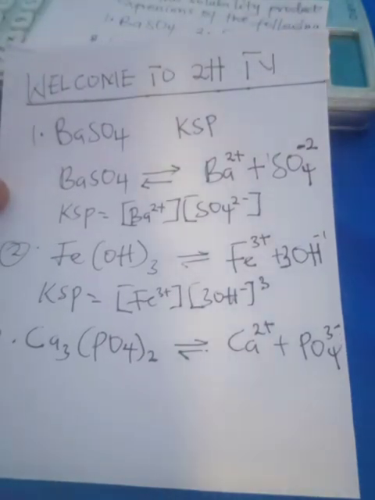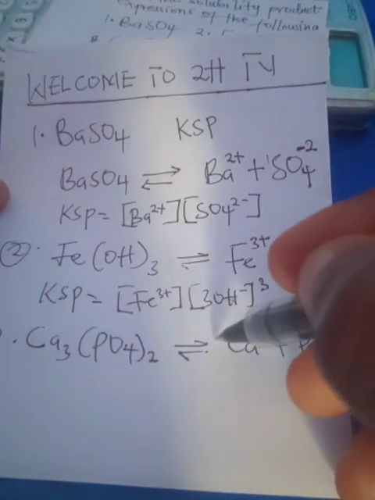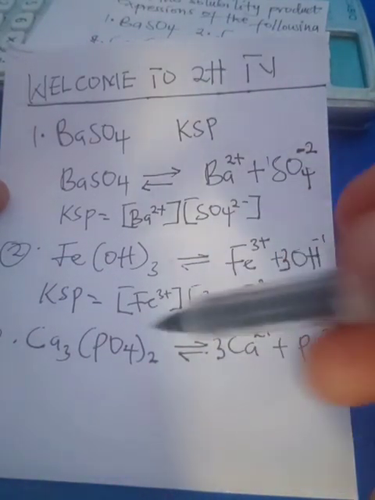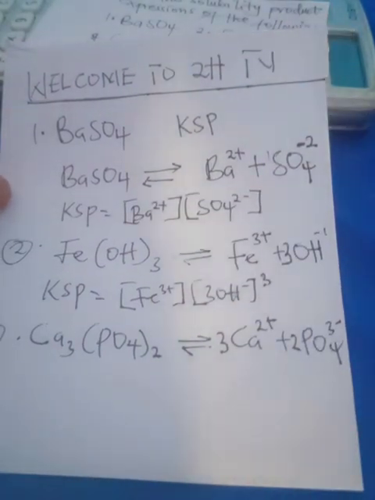Now, we have 3 calcium, but we have only 1. So we put 3 in front of the calcium. We have SO4 to be 2, we have SO4 to be only 1 here, so we put 2 in front. Now our equation is balanced. So let's quickly write the KSP expression of it.